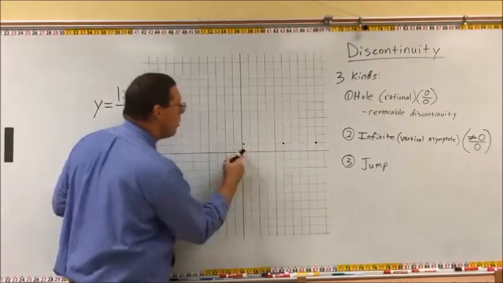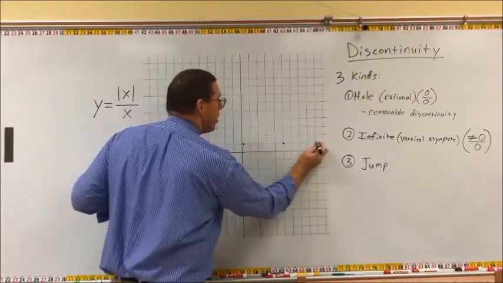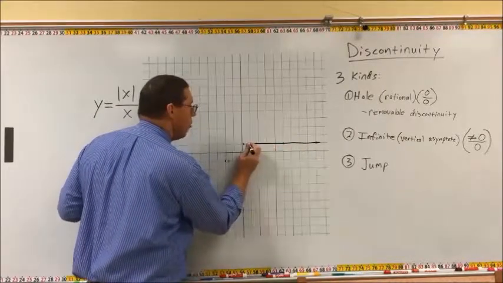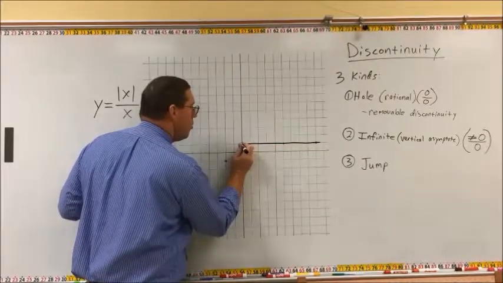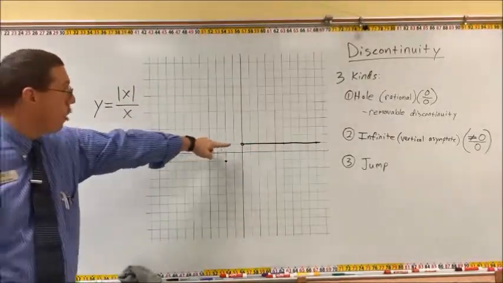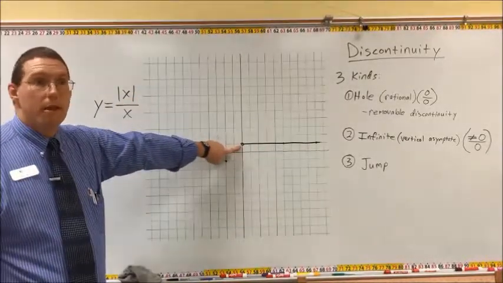So presumably, what's going to happen here? It's going to have a constant value of 1 all the way up until what? We know that we can't plug in 0. It's a hole. So I'm going to put an open circle. Does that make sense? Okay.